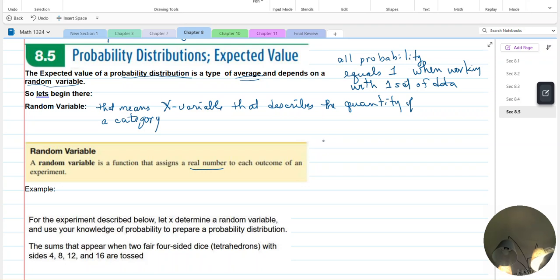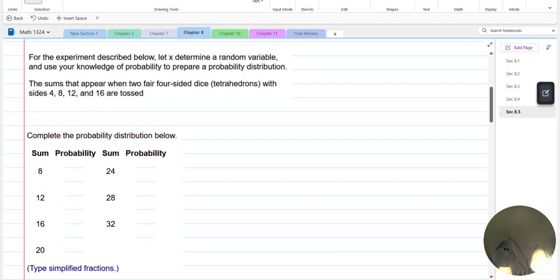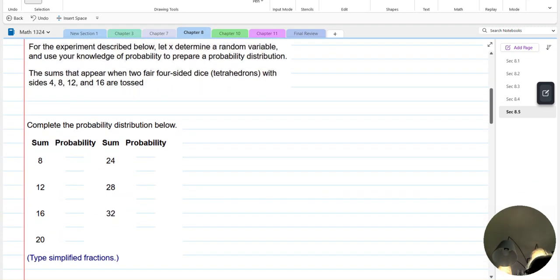These are whole numbers. So we're talking about 0, 1, 2, 3, and so on. We're not talking fractions. We're not talking any of those other items. So let's begin with an example to explain this distribution first, and then go into expected value, which is the crux of what we're learning. So for an experiment described below, let X determine a random variable and use the knowledge of probability to prepare a probability distribution. All right, M&Ms.